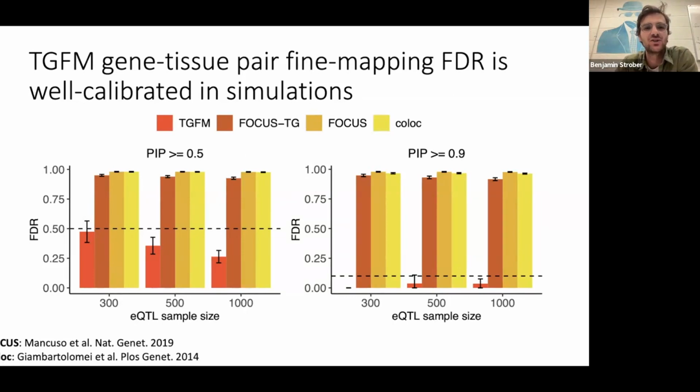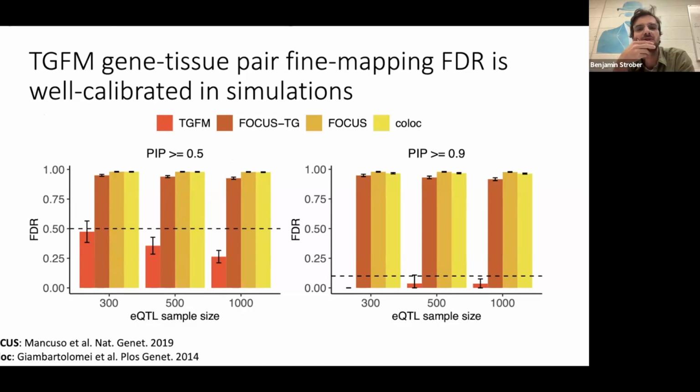And what you can see at two different PIP thresholds, PIP of 0.5 on the left and PIP of 0.9 on the right, is that TGFM is well calibrated across varying eQTL sample sizes on the x-axis and produces well-calibrated posterior inclusion probabilities, whereas existing approaches, FOCUS-TG and FOCUS, as well as COLOQ, result in miscalibrated PIPs.